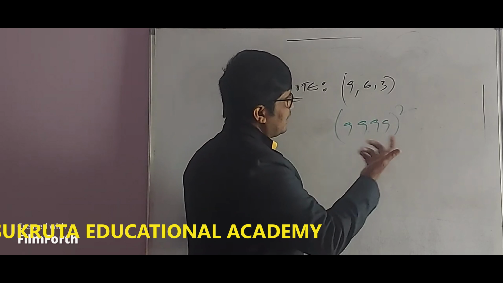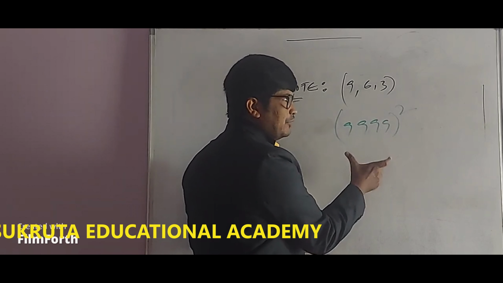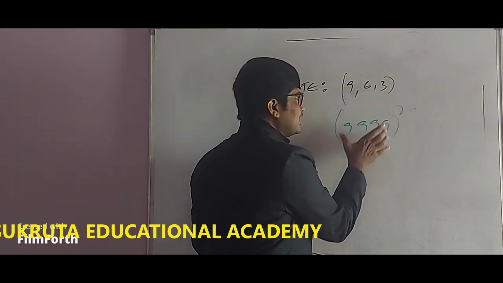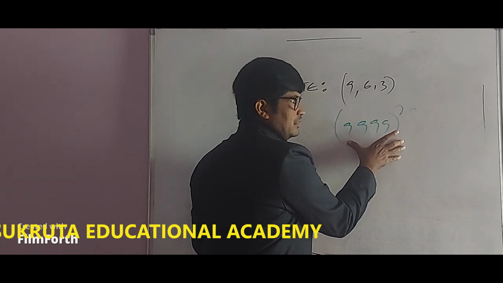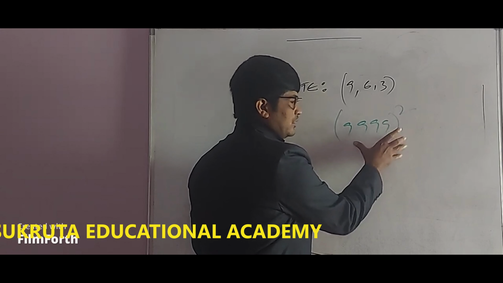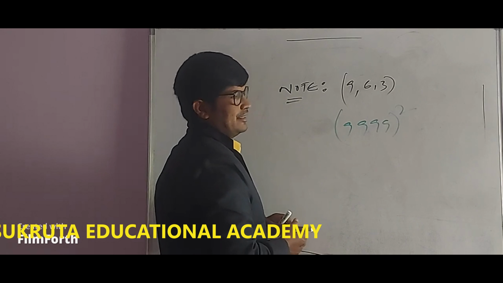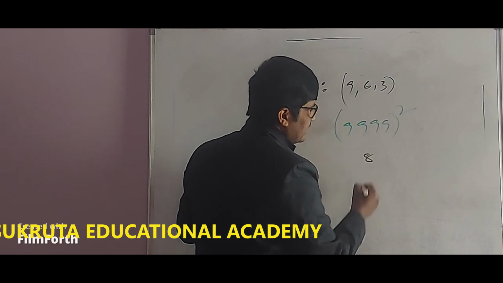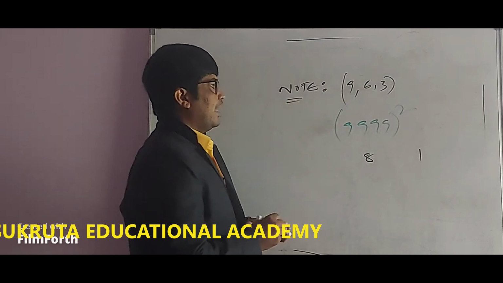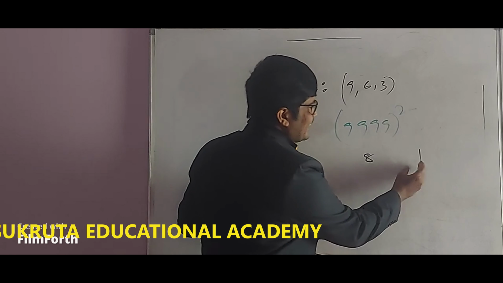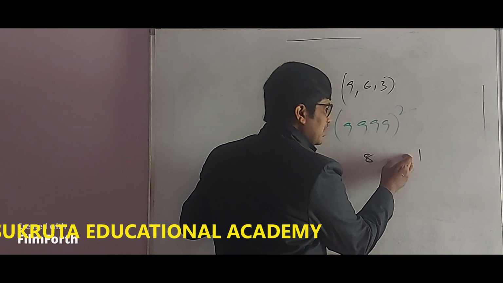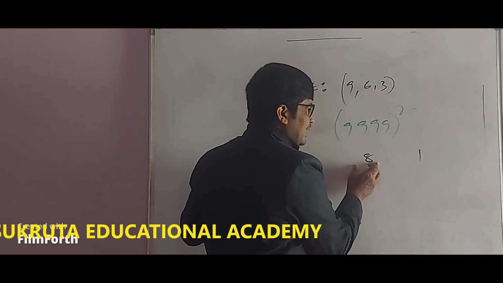This technique will be applicable for only 9, 6 and 3, with the same digit repeated. Got my point? Here 9 square means 81. Just write 8 here and 1 here. Now, what is the lesser number than 1? Lesser than 1 means 0, and greater than 8 is 9. I hope everybody got this point.